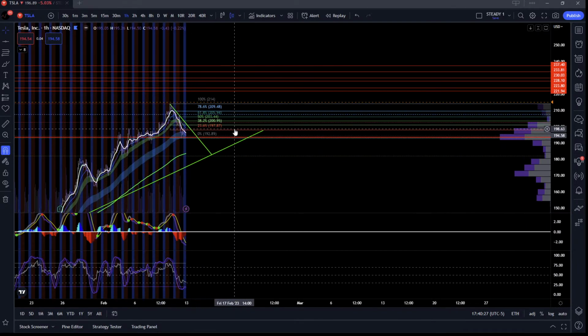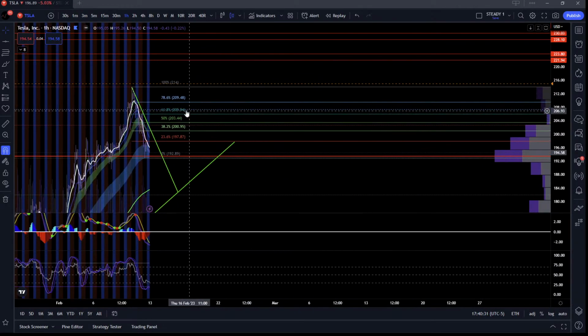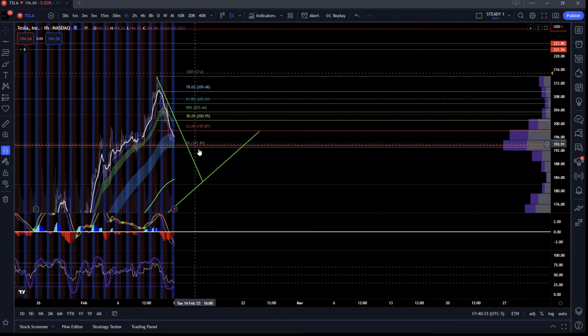You can watch that 197.87 fib level for a potential entry point, or I would use, again, the break of that trend line for your confirmation. 38.2% fib levels and your 61.8% fib levels are pretty key ones to keep in mind, so take note of these levels as well to watch for potential entry points.